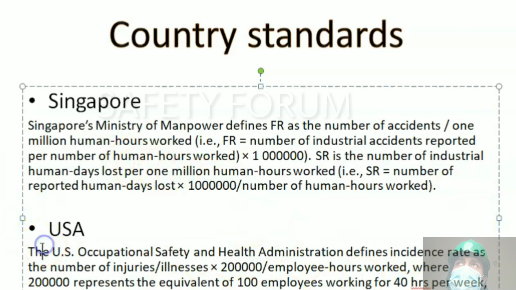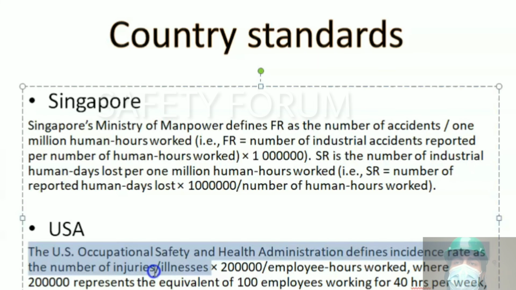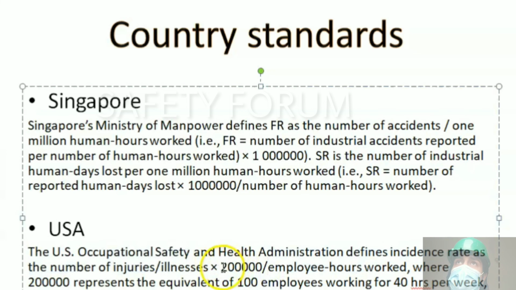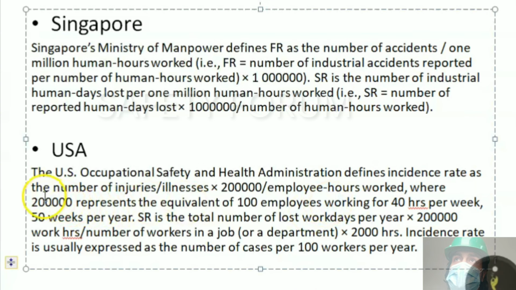And if you see the USA, the US Occupational Safety and Health Administration defines incident rate as the number of injuries and illnesses multiplied by 200,000, like we have seen for the OSHA rate. They have also shown here that 200,000 represents the equivalent of 100 employees working 40 hours per week and 50 weeks per year. So this is how different countries work.